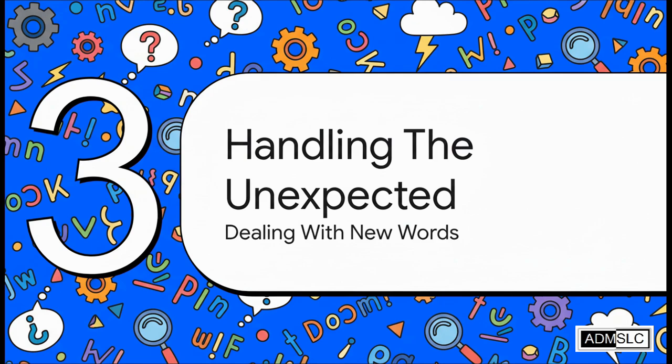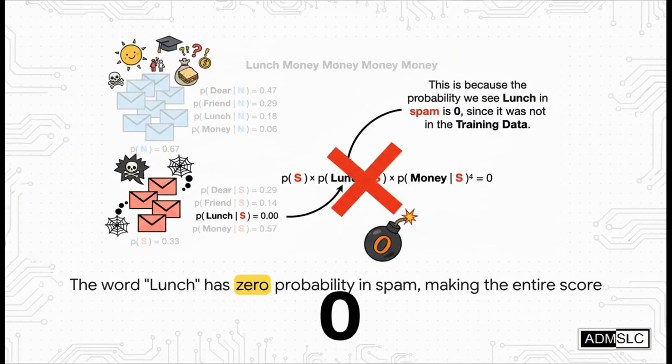But reality is always a bit messier. What happens when the algorithm stumbles upon a word it's never ever seen before in one of the categories? Let's see how we can build a much more resilient system. Check out this new message: "Lunch money, money, money, money." I mean, our gut feeling just screams spam. But there's a massive problem.